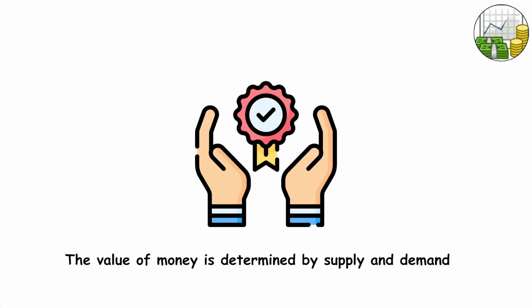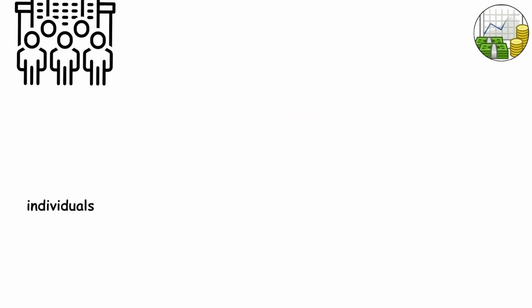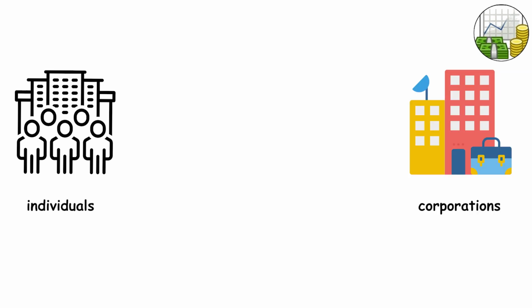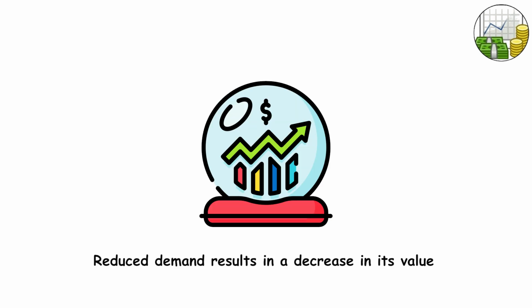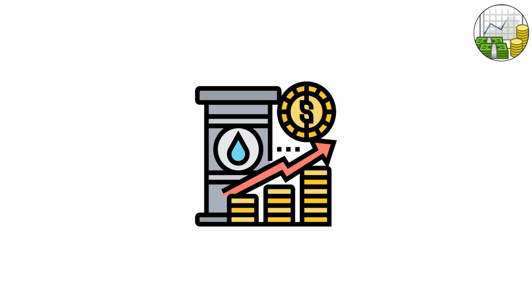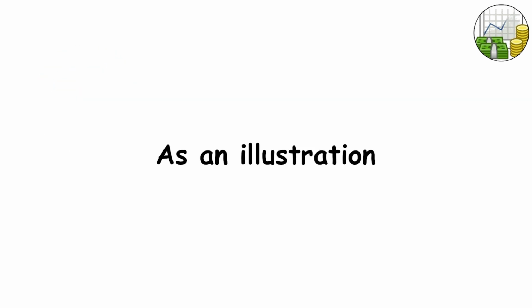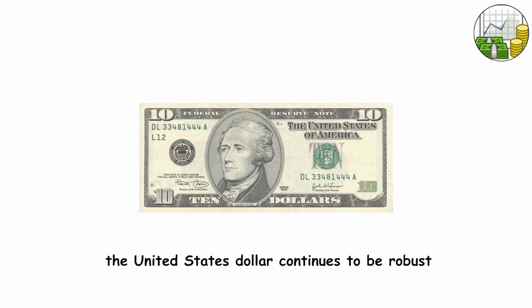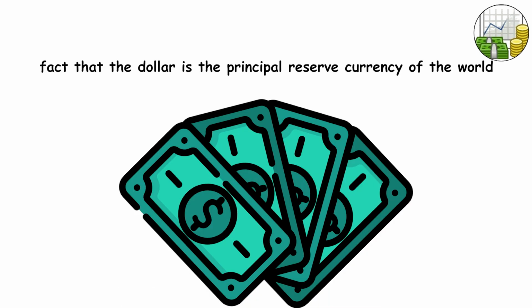Supply and demand for money. The value of money is determined by supply and demand, just like the value of products and services is. When a greater number of individuals or corporations desire a particular currency, the value of that currency rises. Reduced demand results in a decrease in its value. Demand can increase when a nation possesses a robust economy, political stability, or commodities and services that are in high demand on a worldwide scale. As an illustration, the United States dollar continues to be robust due to the considerable size of the American economy and the fact that the dollar is the principal reserve currency of the world.